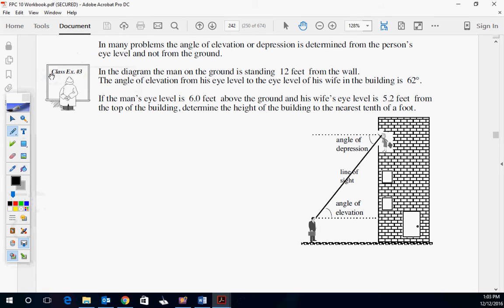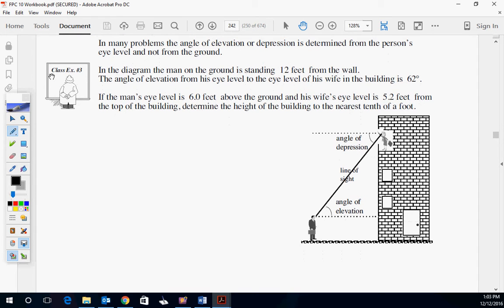Okay, so if you got stuck at which ratio to use, guys, this is what I want you to understand. Let's go through this and put the information in first. In the diagram, the man on the ground is saying 12 feet from the wall. That's important. Okay, that means it's 12 feet right here.